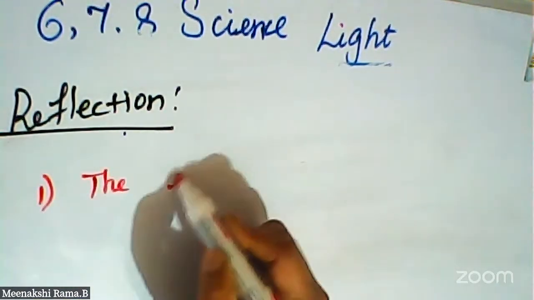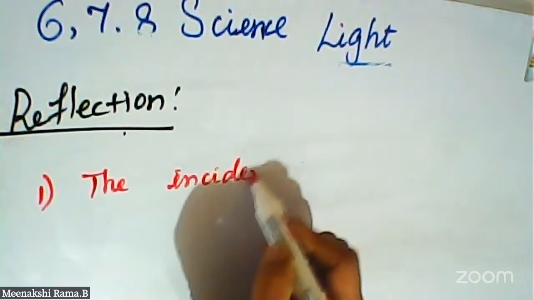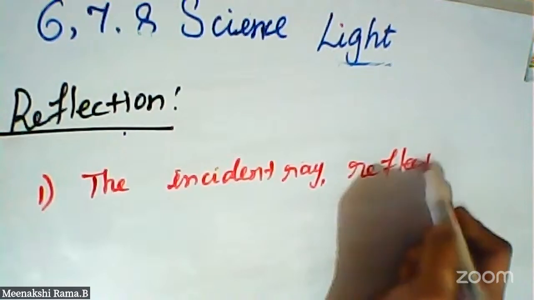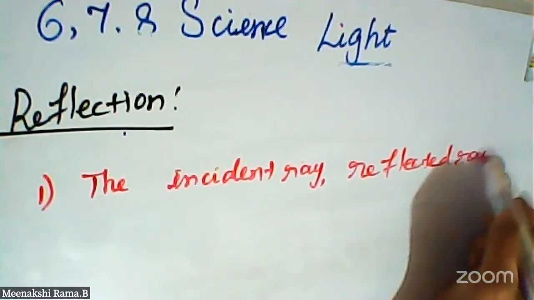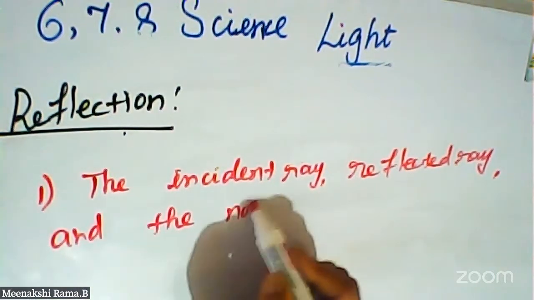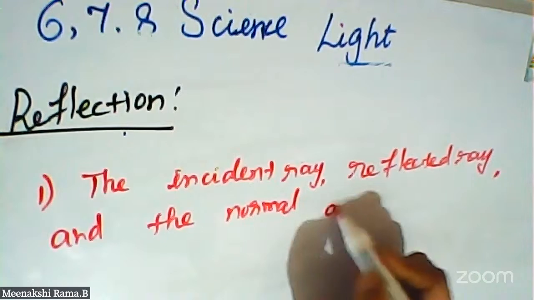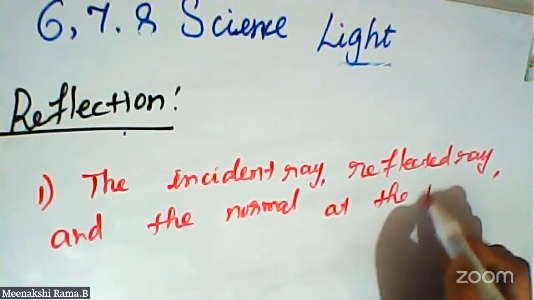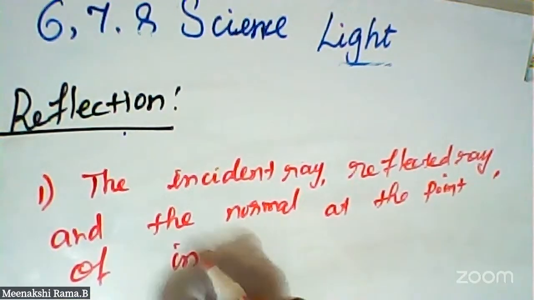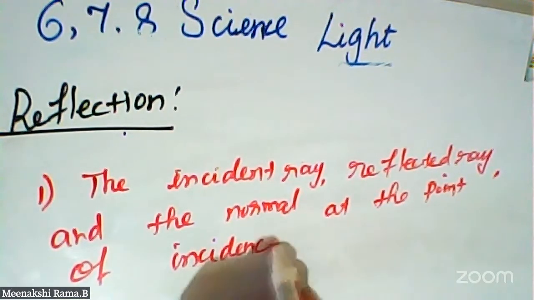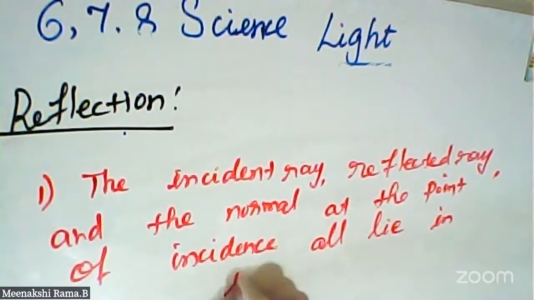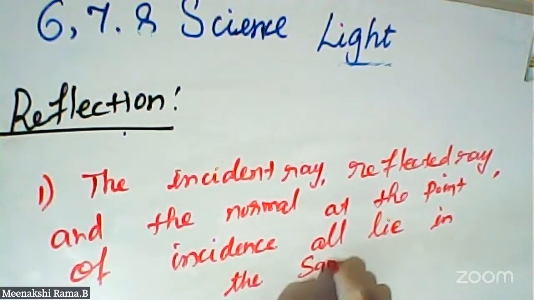The incident ray and the reflected ray and the normal at the point of incidence all lie in the same plane only. This is the first point.